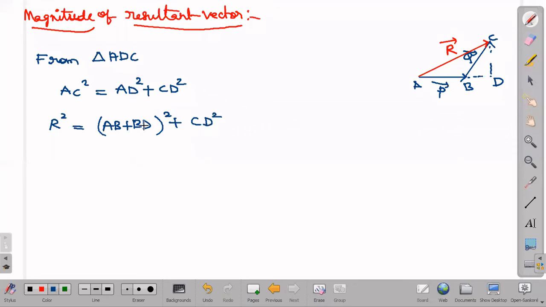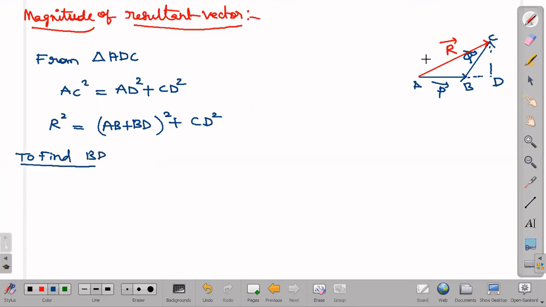Now here we do not know some values. AB we know, AB is nothing but our vector P. BD we do not know, that we have made by construction. CD also we do not know. So we have to find BD and CD further. First to find BD, I'm going to find it further.